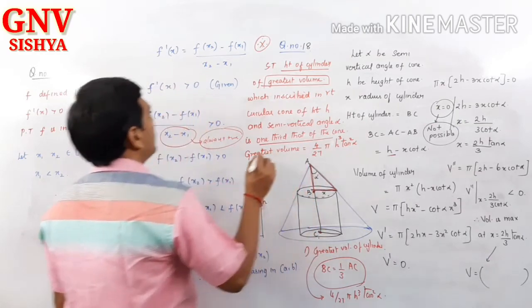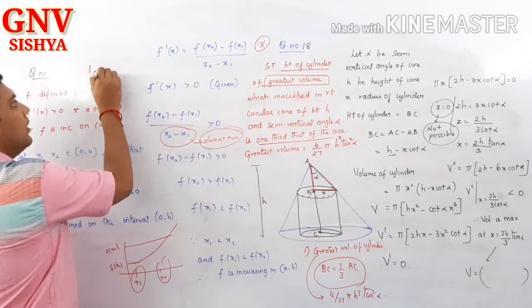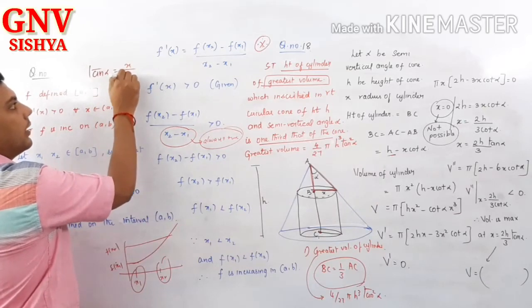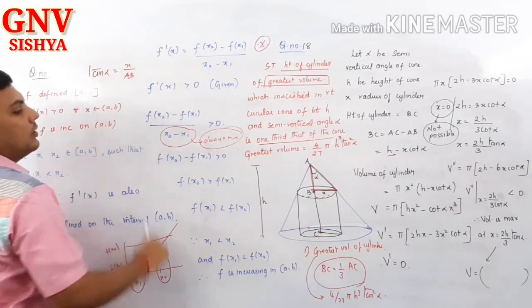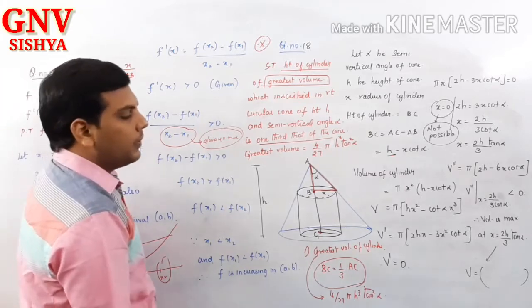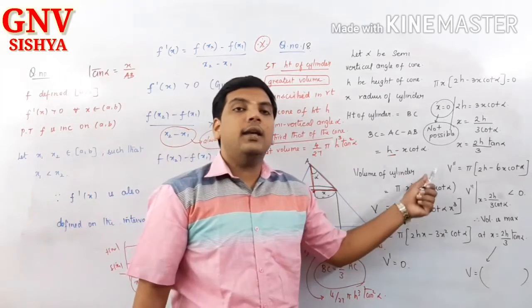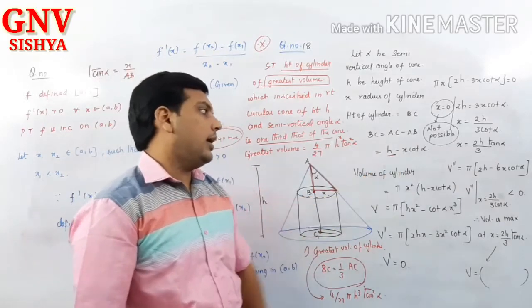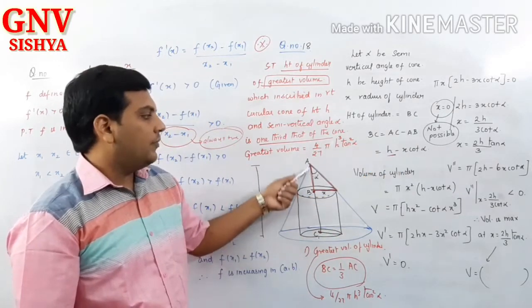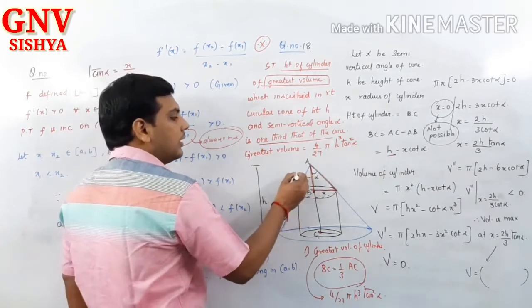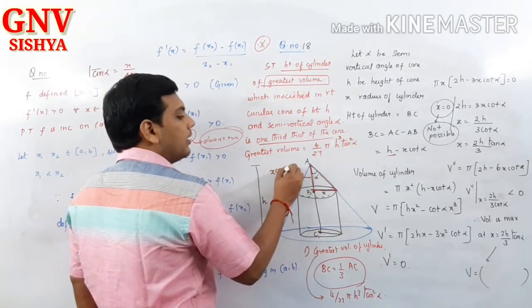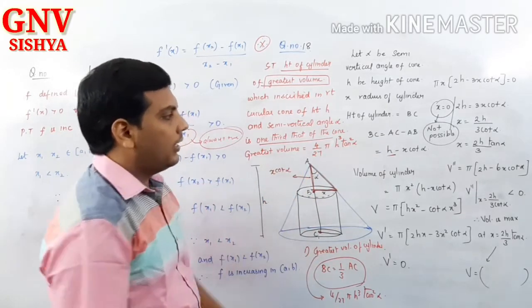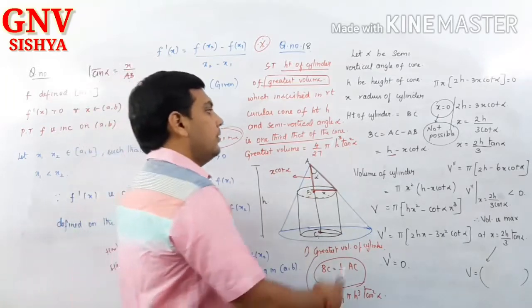Tan alpha is equal to x divided by AB. So AB is equal to x by tan alpha. So x by tan alpha, 1 by tan alpha I can write as cot alpha. So AB is equal to x cot alpha. That is what I have written here. So from the height, if I subtract x cot alpha, since this length is nothing but x cot alpha, I will get the height of the cylinder.